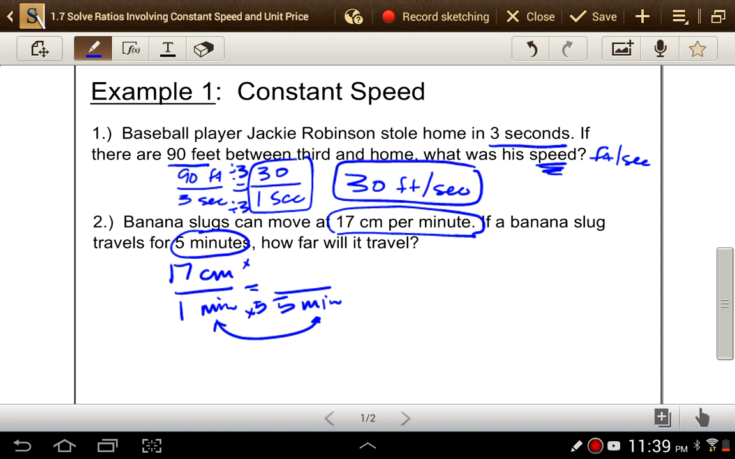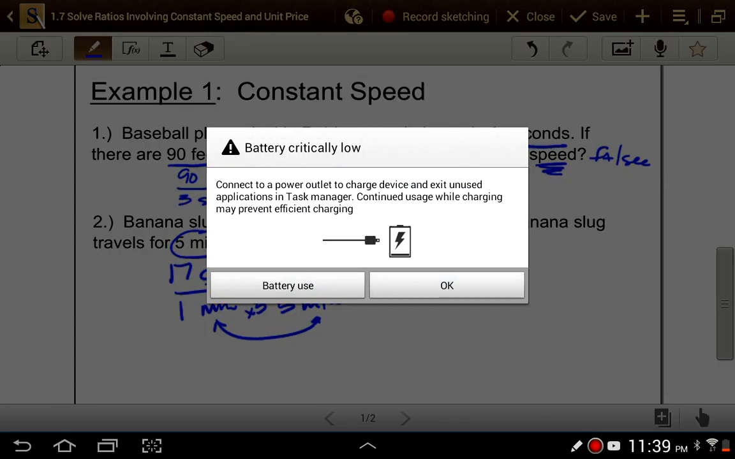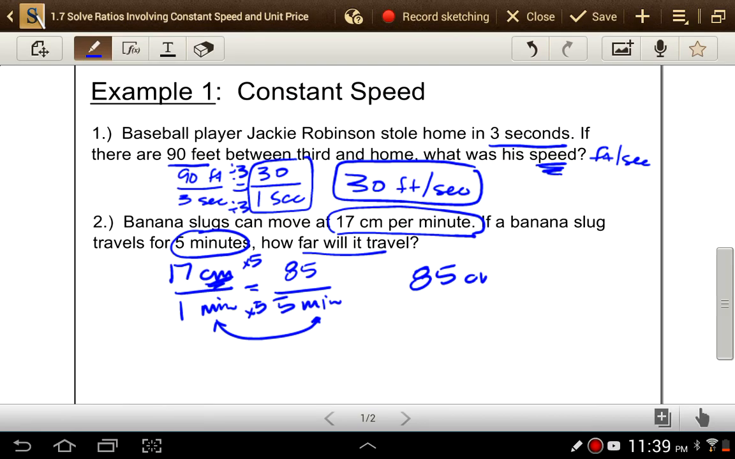So in the numerator, I'm also going to multiply by 5. 17 times 5 is 85. So my question is, how far will it travel? Well, the answer is 85, and my label is centimeters. So it's going to be 85 centimeters. That's how far it's going to travel there. Okay? Alright, let's move on to our next example.